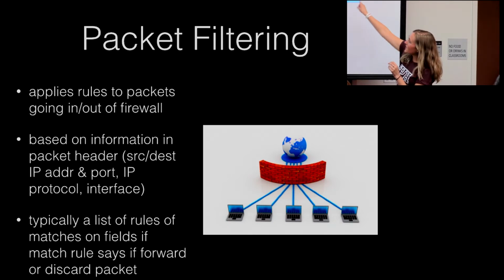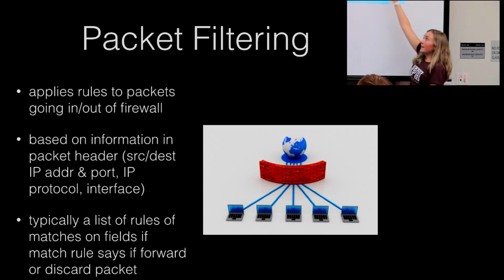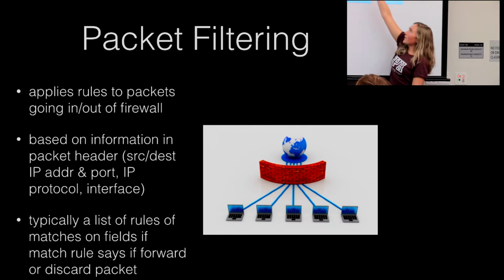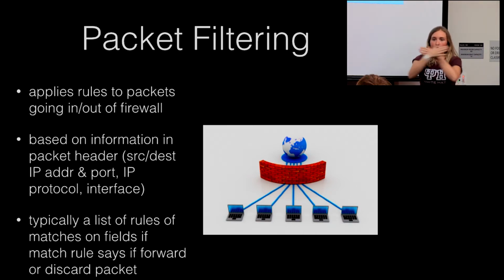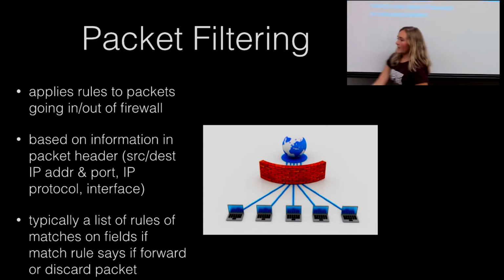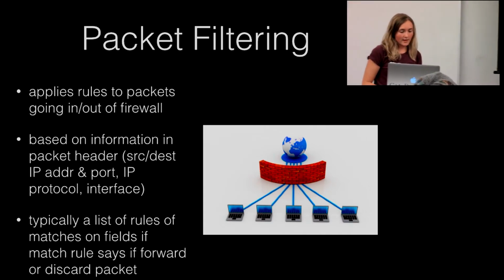So the source IP address is where did it come from? The destination is where is it trying to go? The port and the IP protocol are what protocol they are using and what port they are on. And the interface is whether the message is going through from the outside or going from the inside out. So firewalls can protect against both directions. They can also scan packets that are trying to leave your network as well. So the interface is, what side are the packets going through?